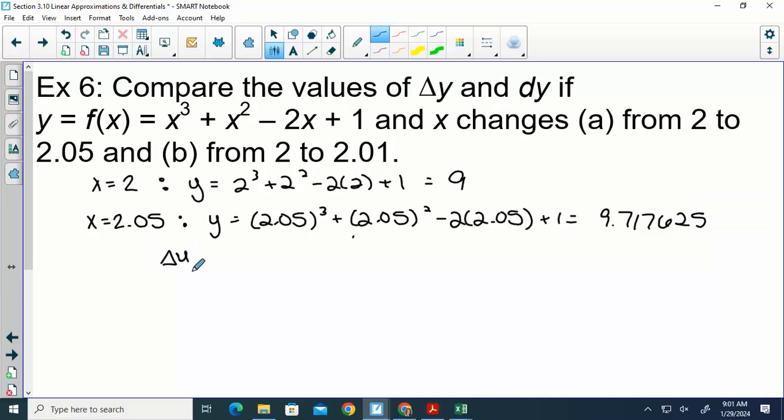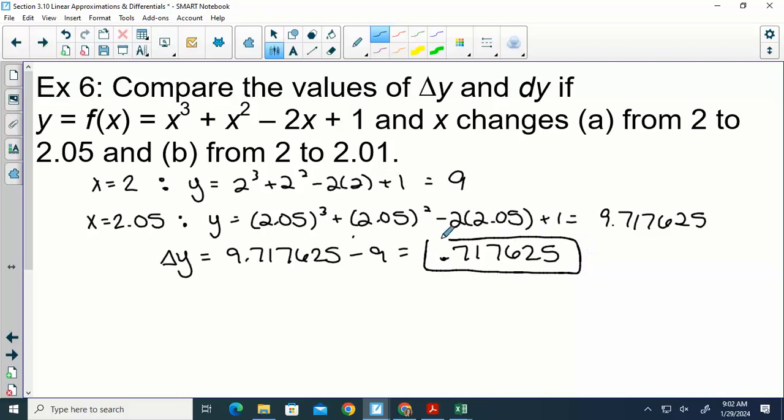So the actual amount my y changes on the curve, we just subtract our ending point minus our beginning point. It's possible to have a negative for your change in y. That would just mean your value decreased. But here I'm seeing my actual change in y. My y amount should increase by 0.717625.